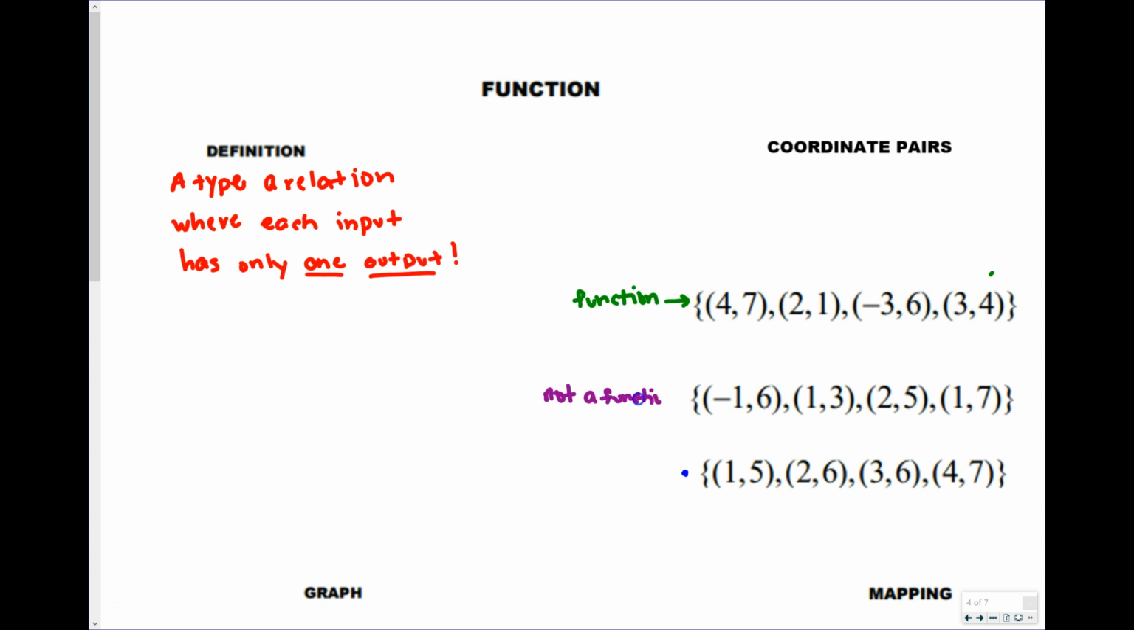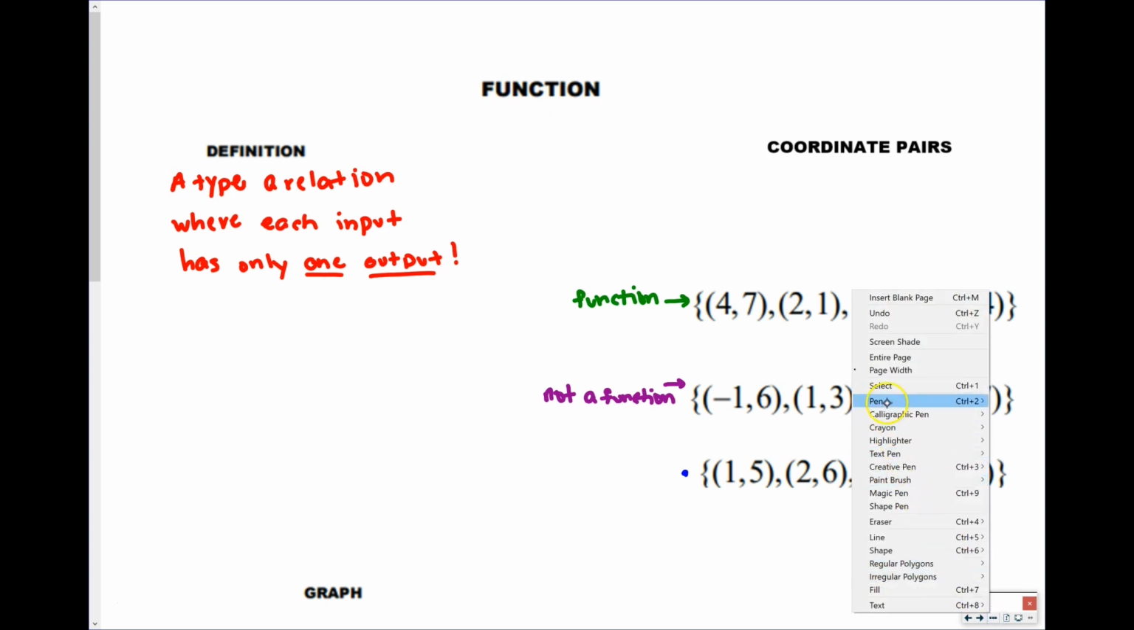In the green one, we didn't have that problem. Every little number had its own group. 4 had the 7 group, 2 had the 1 group, -3 was 6, 3 was 4. We didn't have an input trying to be in 2 different places. That didn't happen. Now the blue one is also special.